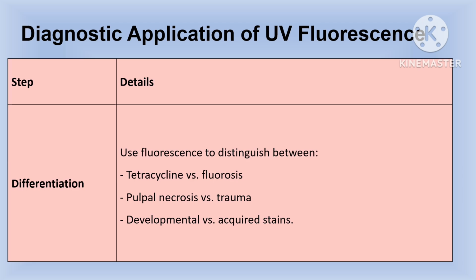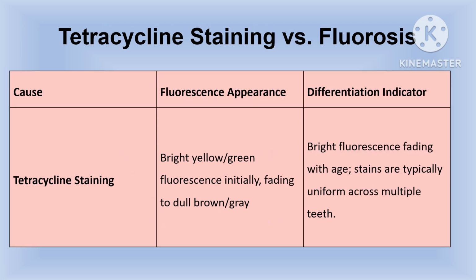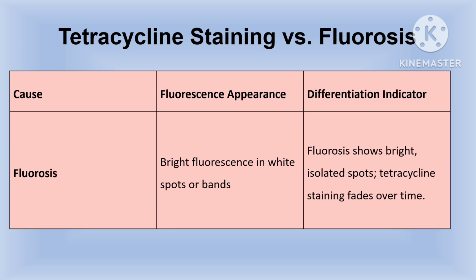Fluorescence is the natural property of teeth to emit visible light when exposed to ultraviolet light, and it is primarily due to the presence of organic components in dentine. Tetracycline staining causes teeth to fluoresce with a yellow or green hue under UV light in the early stages. Later on, with time, fluorescence fades as the stain oxidizes, leaving behind a brown or gray color. On the other hand, fluorosis results in chalky white spots or bands that fluoresce brightly under UV light, particularly in moderate to severe cases.